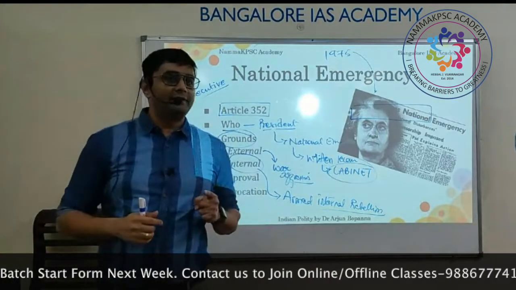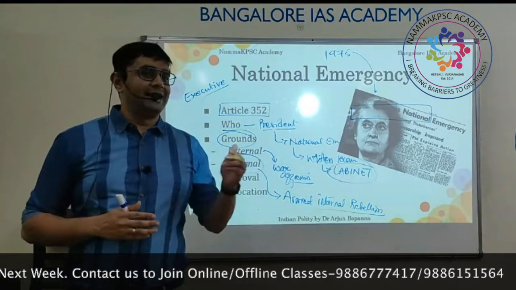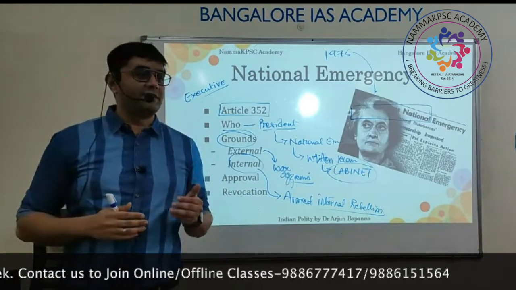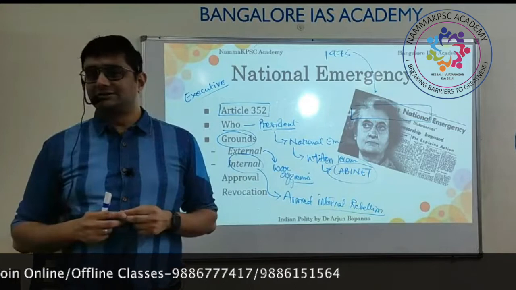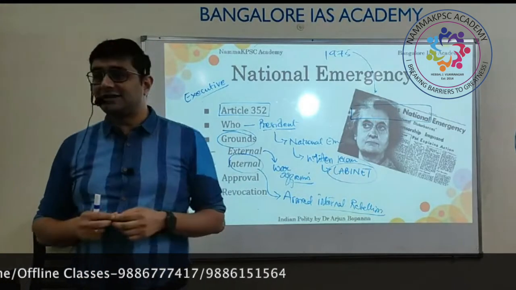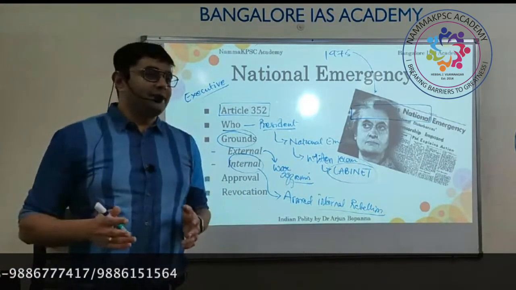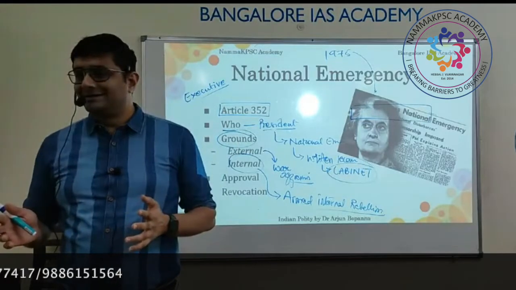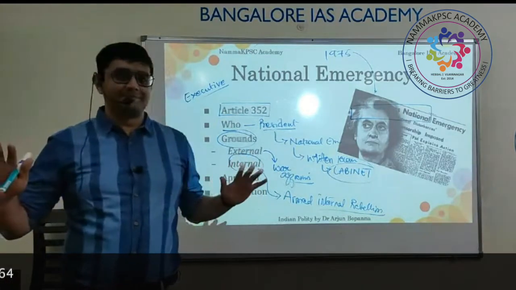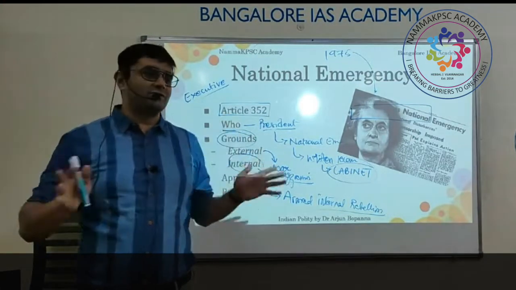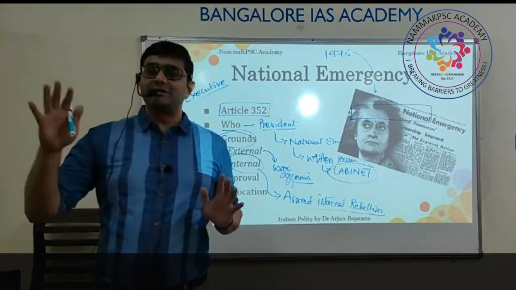In 1975, there was a popular movement against Indira Gandhi because she was accused of corruption in elections, and there was hyperinflation and joblessness. So people were protesting against the government, and they were demanding her resignation. In order to avoid it, she declared internal emergency on the internal disturbance ground. Now, what is internal disturbance is not clear. So whatever the president feels is internal disturbance becomes internal disturbance. So it was not unconstitutional.